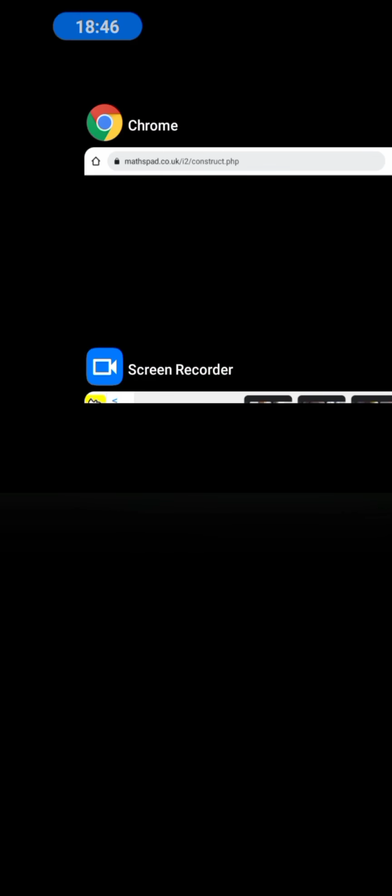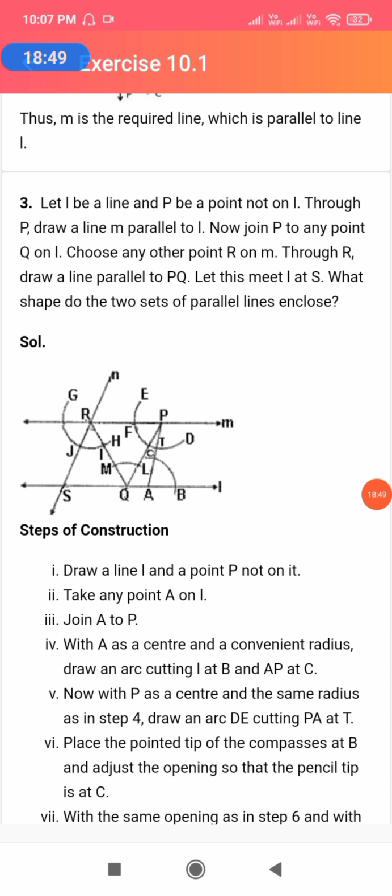Now it's telling me to take another point. So let me show you what it is telling me. It is telling me to take another point Q on L, okay, and R on M. So this is M. I will take another point Q on M, and I will take a line Q here on L.